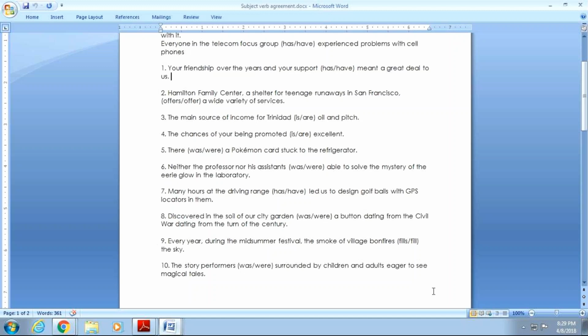All right. And the story performers were surrounded by children and adults, eager to see magical tales. What is the subject and what is the appropriate verb? Story performers is the subject. Yeah, absolutely correct. Is it a plural subject or singular? Plural. Then what's supposed to be the verb? Were. Correct. Good.